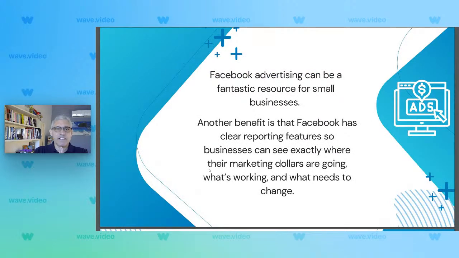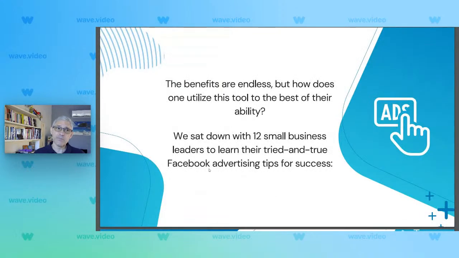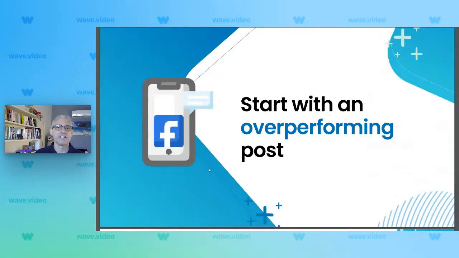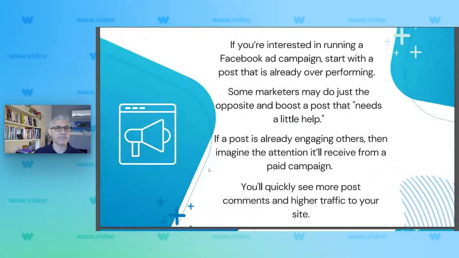So Facebook advertising can be fantastic resources for small businesses. Another benefit is that Facebook has very clear reporting features so that you can see exactly where your money is going to, what's working, and then what needs to change. Very important. The benefits are endless, but how does one utilize this tool to the best of your ability? Well, we sat down with 12 small business leaders to learn their tried and true Facebook advertising tips for success, and here they are. So first, start with an overperforming post. What does that mean? Well, if you're interested in running a Facebook ad campaign, start by looking at what posts that you've already done that are overperforming, right?